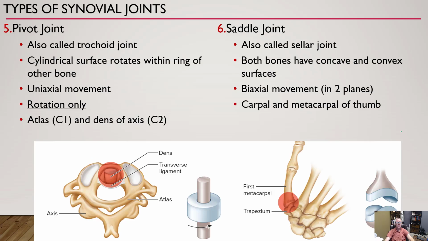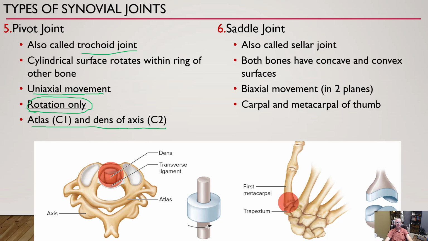All right, the fifth joint, pivot joint, also called a trochoid joint. You'll never hear trochoid joint. Uniaxial movement. This one is rotation only. And if you remember in lab, we talked about the atlas and the axis. So your C1 and C2. So this will be able to move your head to left and right to say no. So that's your C1, C2.